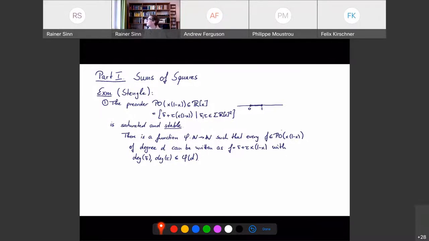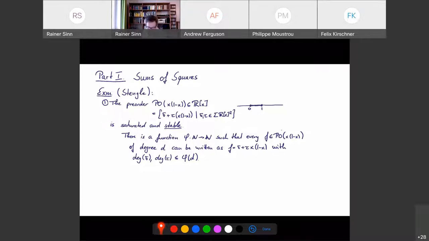So for example, what often enters in these bounds other than the degree is, for example, the minimum of the function on the set. So this is not allowed if I want it to be stable. And I want to be able to bound the degrees of the sum of squares multipliers only in terms of the degree of f and not other features like the minimum or so.